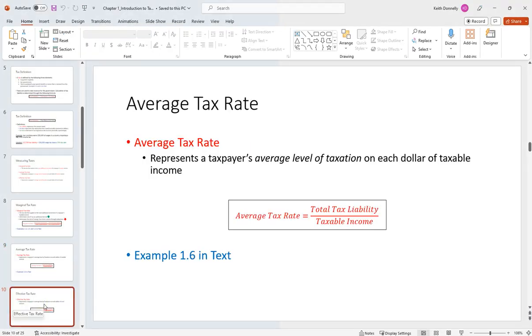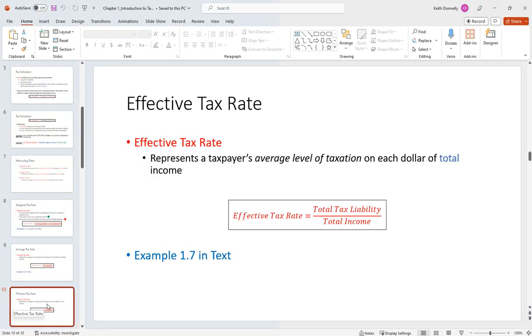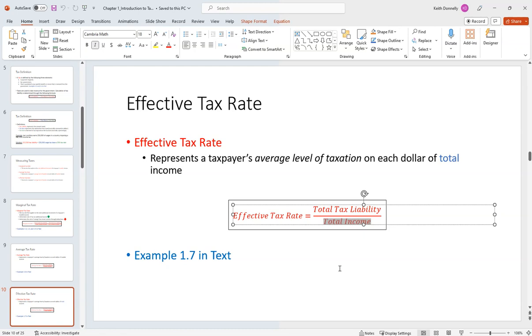Let's compare that with the effective tax rate. Essentially here, what the change is, right? It's just like the average tax rate, except the denominator is going to be your total income. And what I mean by that is your taxable plus your non-taxable income.